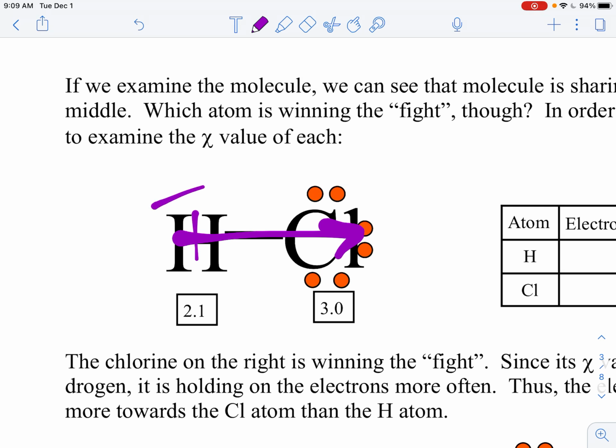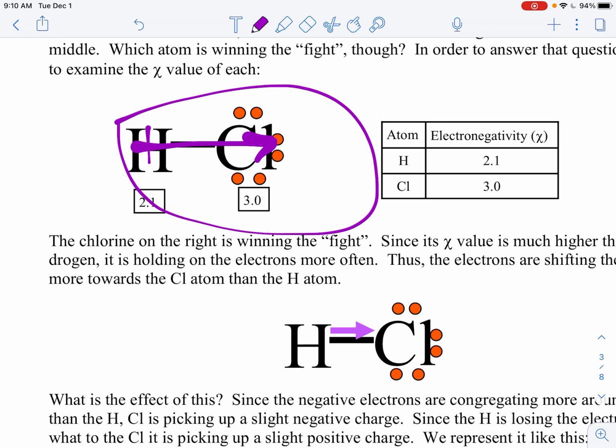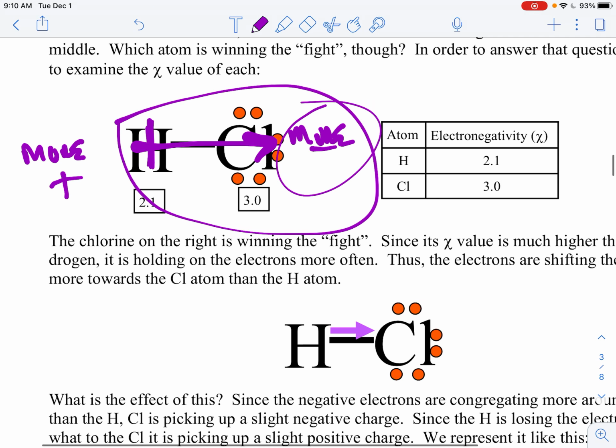So the electrons are spending more time over here on the chlorine side than they are on the hydrogen side. And hey, let's remember, what charge are electrons? Electrons are negatively charged. So there are more negatives over here on the right-hand side of this molecule than there are on the left-hand side of the molecule. So if that's the case, and it's more negative over here to the right, that must mean that it's more positive over here on the left, which is why I drew this little positive tail on my arrow.